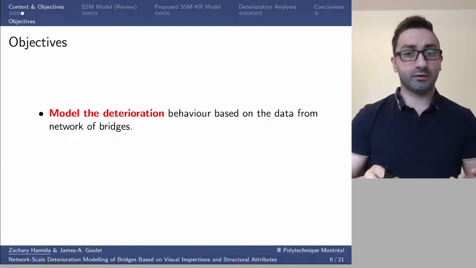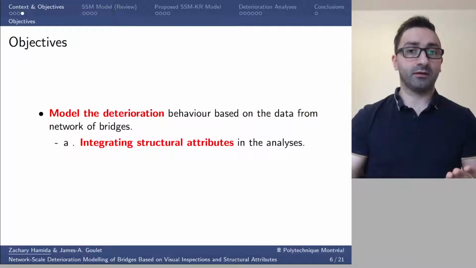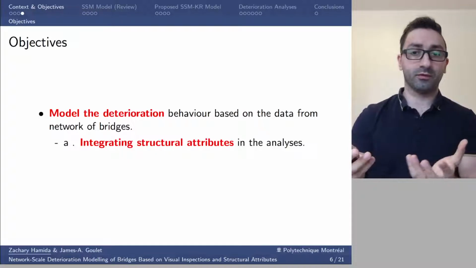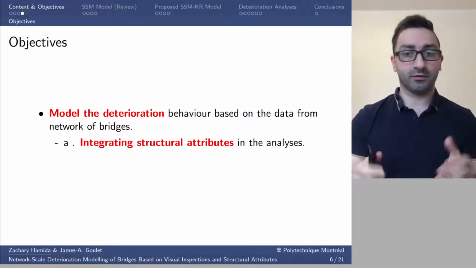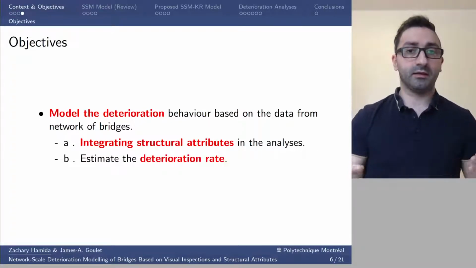That would really include integrating the structural attributes in the analysis. So we don't want to rely only on the visual inspection data, but we want to bring in the characteristics that define each bridge. The other thing is that we aim to estimate the deterioration rate over time for each one of these structural components.